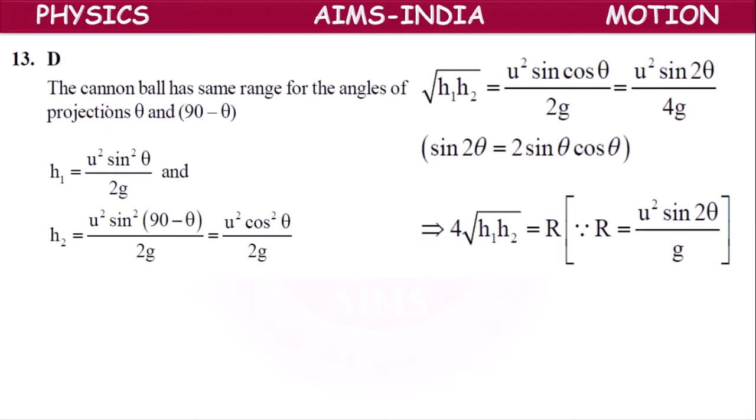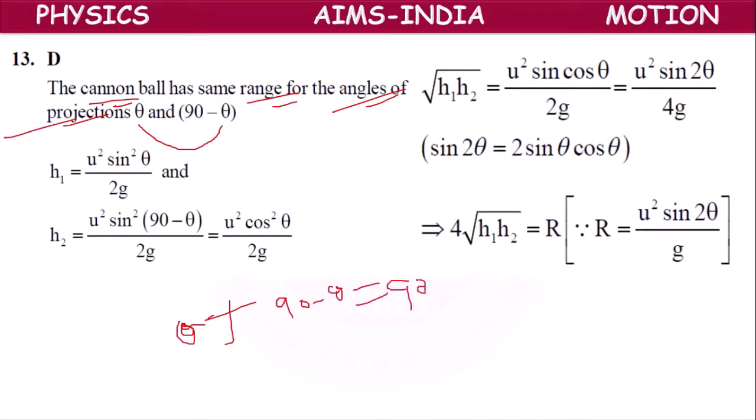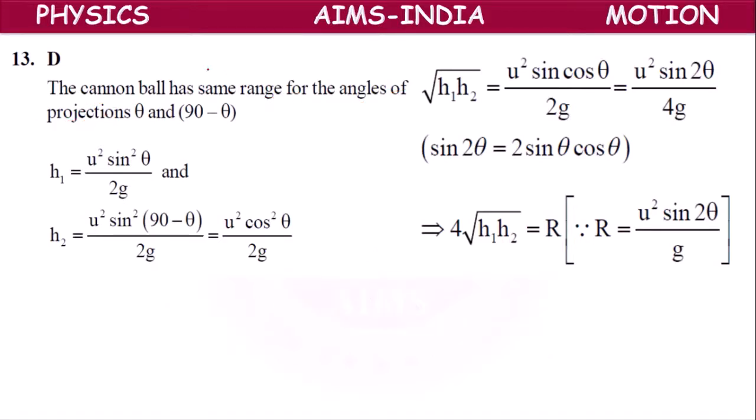Here, children, the cannonball has the same range for the angles of projection if the angles of projection are complementary, or if the sum of both angles of projection is equal to 90 degrees, so then only they will cover same range. Theta plus 90 minus theta, if we add, theta cancels, 90 degrees. So if the ranges are same, one angle should be theta, one angle should be 90 minus theta.